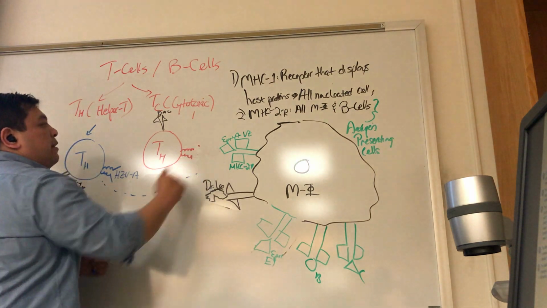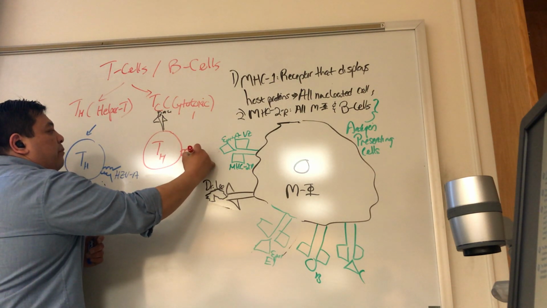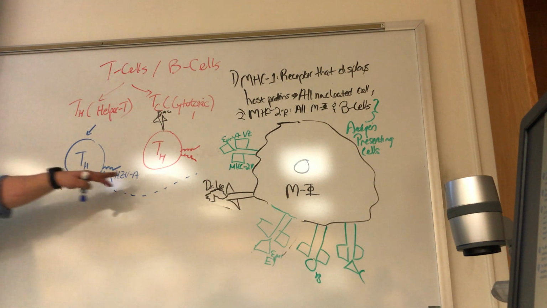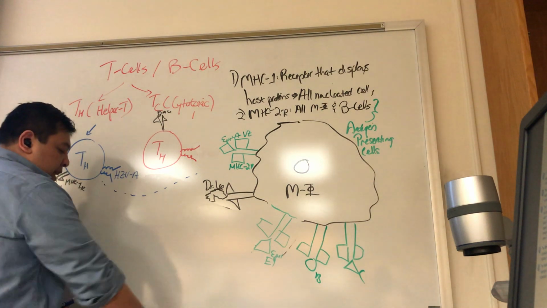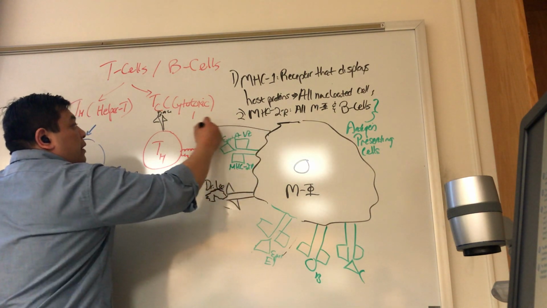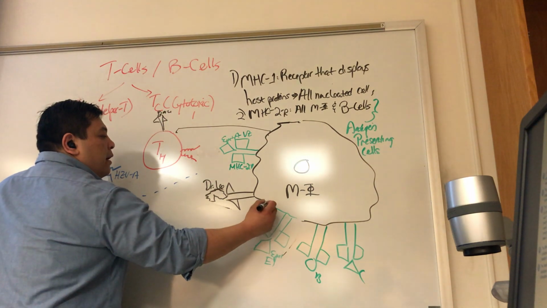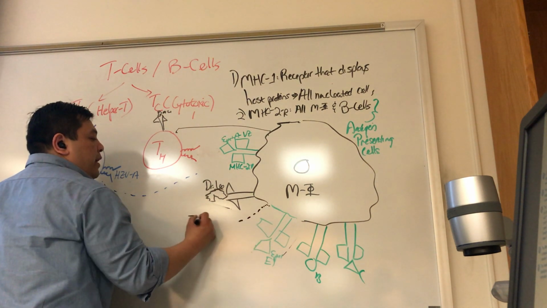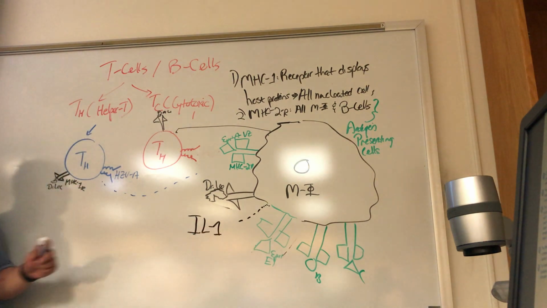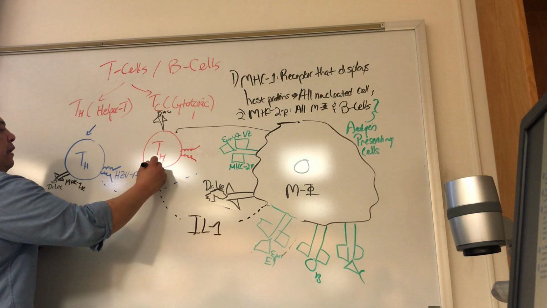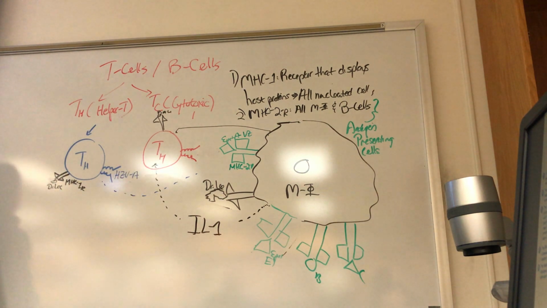But this cell that has a matching receptor with a matching shape does recognize epitope A, right? And when it does, the macrophage right here stabilizes it. As it stabilizes, it starts releasing an immune message called interleukin 1. Interleukin 1 goes into the helper T cell, activates the helper T cell, but only if there's recognition.